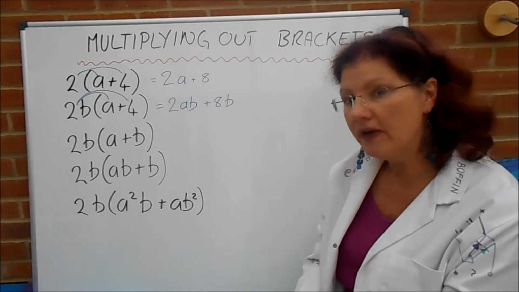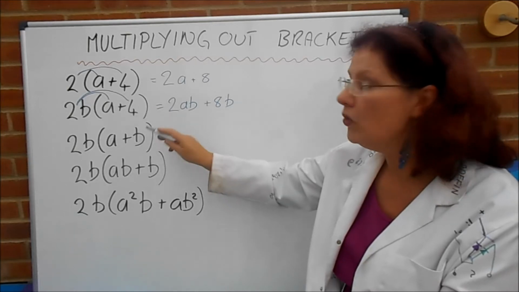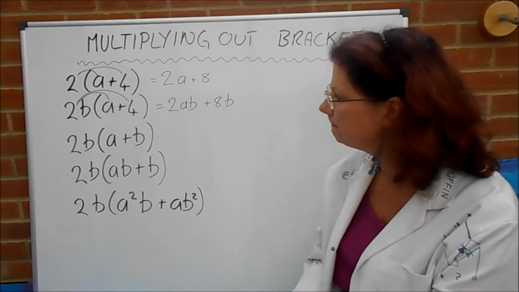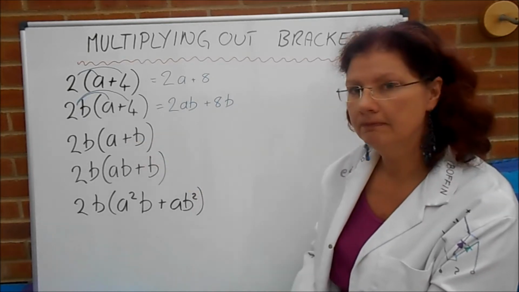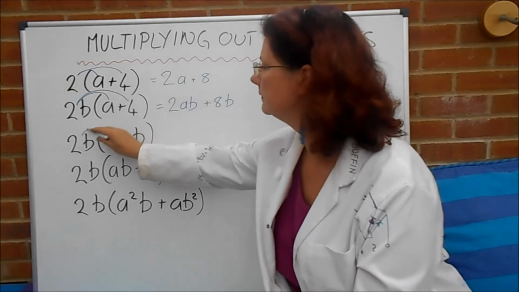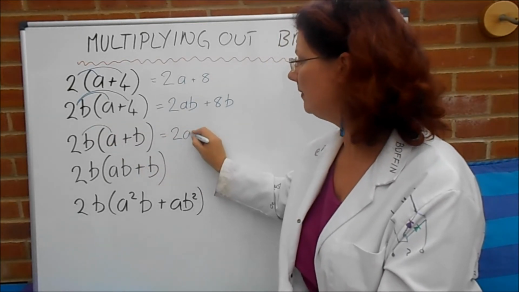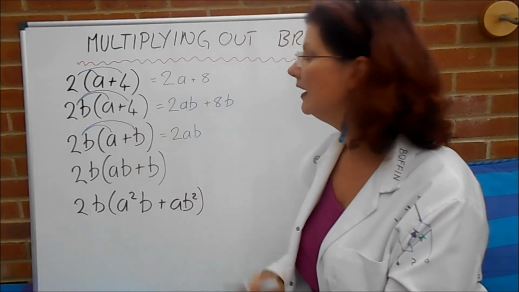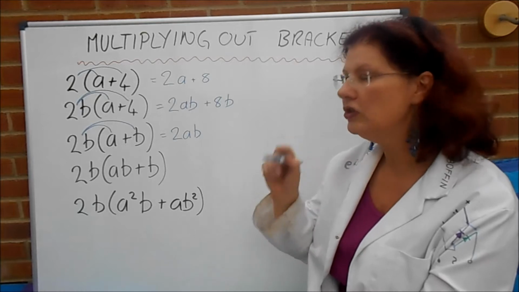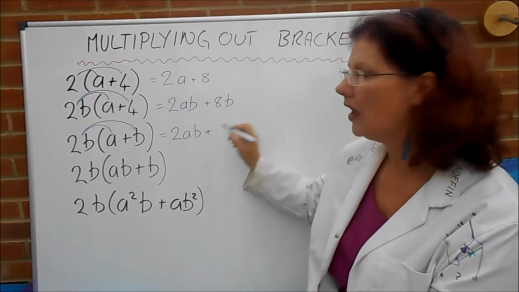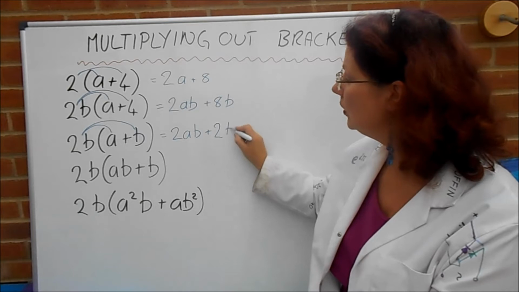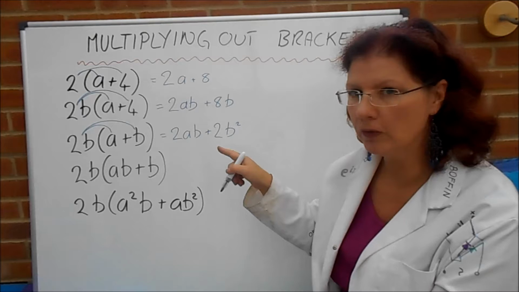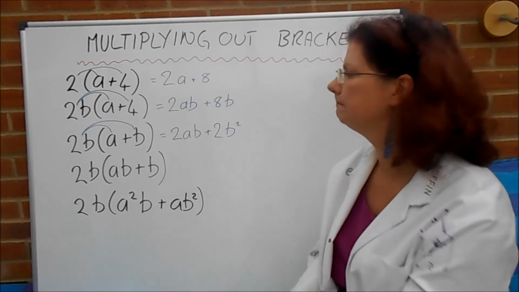Okay, next one, very similar, except instead of having a 4 at the end, we've got a b at the end, so we've got more letters. Again, 2 times b times a is 2ab. And then we've got 2b times another b. So 2 times b times another b. Hopefully you're okay with that, as 2b squared. That's only the b that's squared there, not the 2. It's 2 times b squared.